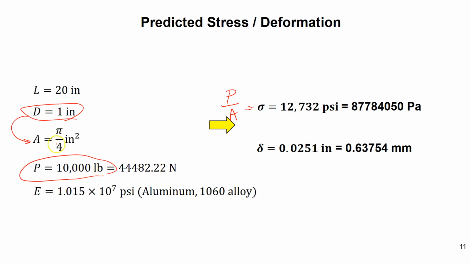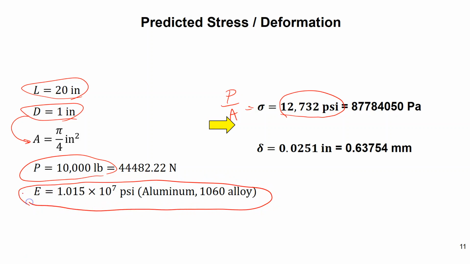If I use that force and that cross section, theory would tell me that the stress inside the part should be 12,732 psi. Okay, that's how much stress I expect in the part. And then how much is the elongation? Well, I choose the initial length to be 20 inches, and I choose aluminum 1060 with this Young's modulus, 1.015 times 10 to the 7 psi.